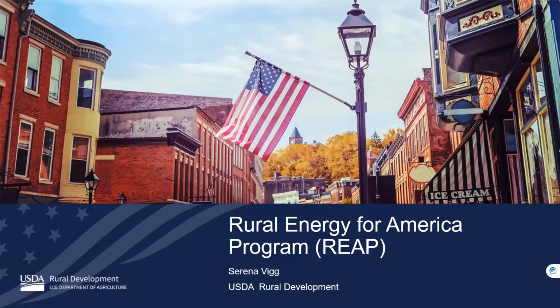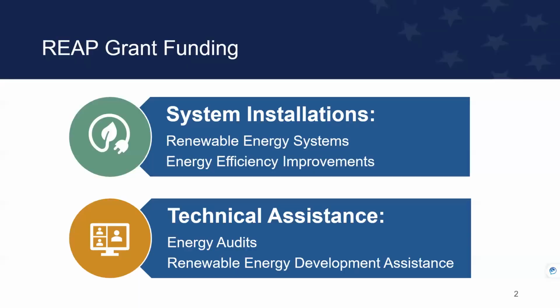Okay, perfect. I am going to be doing a brief overview of the Rural Energy for America Program, also known as REAP. That's what this presentation is. What REAP can fund includes system installations and technical assistance. A system installation would be something like a renewable energy system and/or energy efficiency improvements, whereas for technical assistance, we have energy audits and renewable energy development assistance grants.